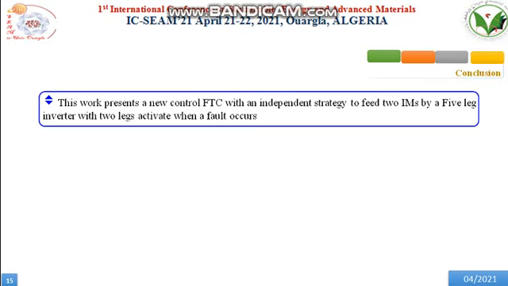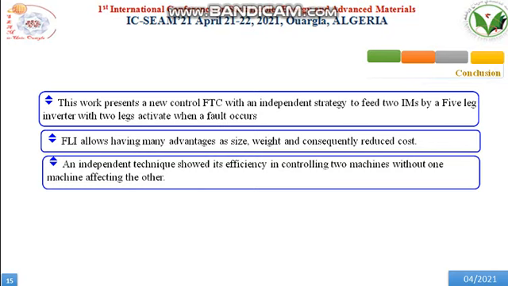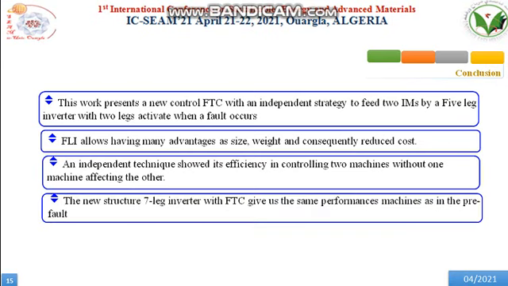We can conclude that this work presents a new FTC control with an independent strategy to feed two induction motors by a 5-leg inverter with 2 legs activated when a fault occurs. The FLI allows many advantages such as size, weight and, consequently, reduced cost. The independent technique shows its efficiency in controlling 2 machines without one machine affecting the other. The new 7-leg inverter structure with FTC gives the same machine performance as in the pre-fault case.